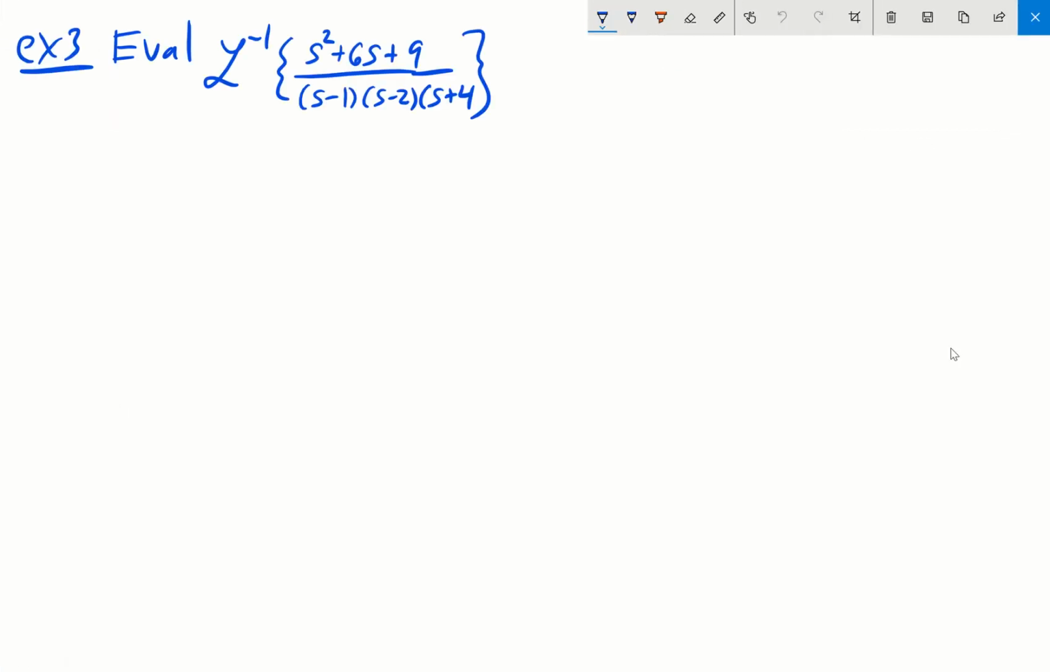Let's take a look at another example. Let's see if we can find the inverse of the Laplace transform of s squared plus 6s plus 9 divided by s minus 1 times s minus 2 times s plus 4.